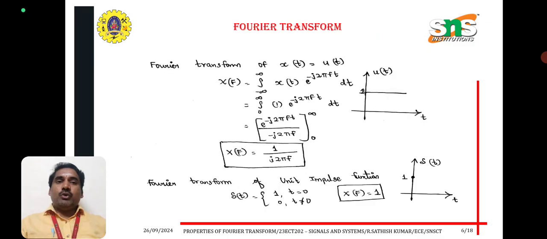Next, we can see the Fourier transform of x of t equal to u of t. X of f is equal to the integral from minus infinity to plus infinity of x of t into e power minus j 2 pi f t into dt. U of t becomes value 1, the integral over 0 to infinity. Therefore, e power minus j 2 pi f t divided by minus j 2 pi f over 0 to infinity, we get X of f equal to 1 divided by j 2 pi f. While taking the Fourier transform of the unit impulse function, delta of t is equal to 1 for t equal to 0 and 0 for t not equal to 0. Therefore, X of f is equal to 1.